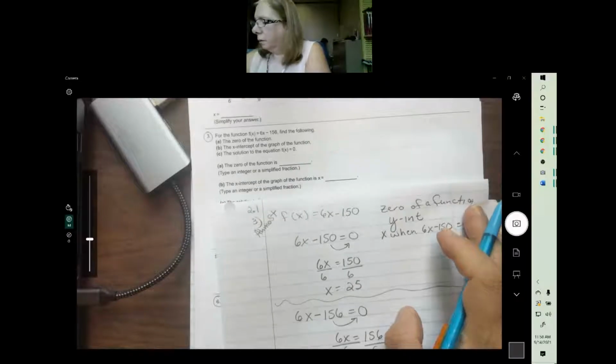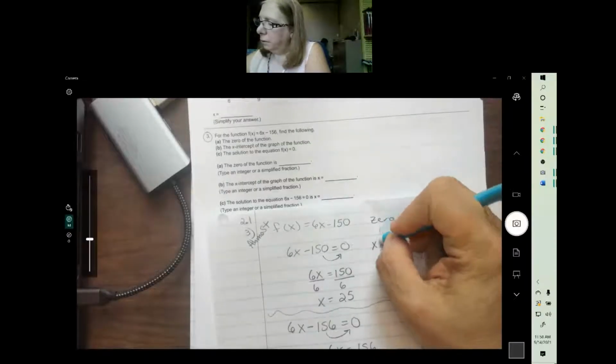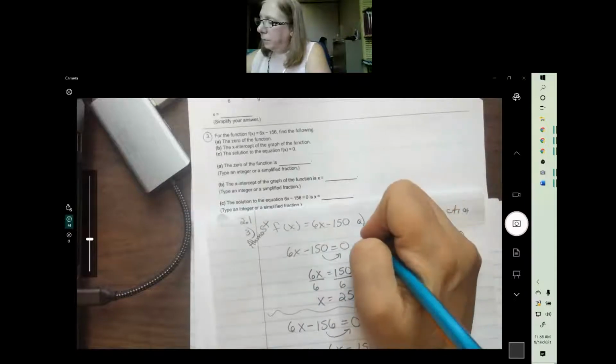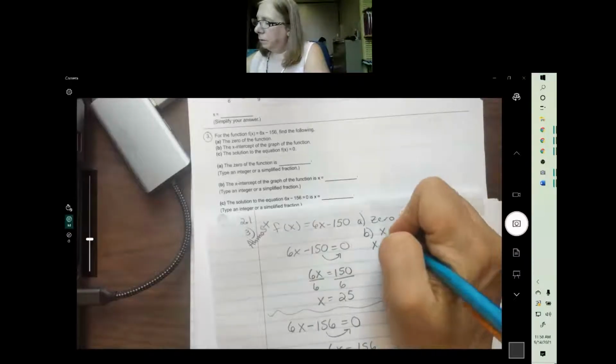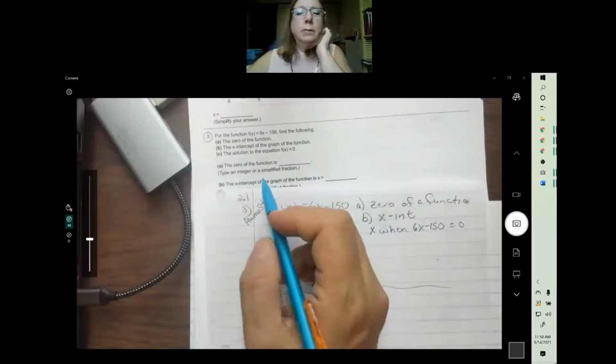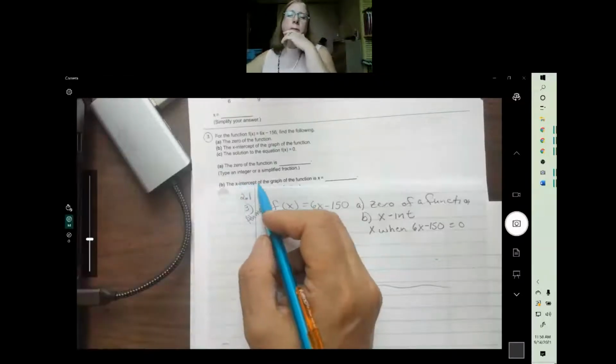And I wrote the wrong. A was 0, B was x-intercept. Sorry about that. I wrote it wrong. This should be x. X-intercept.